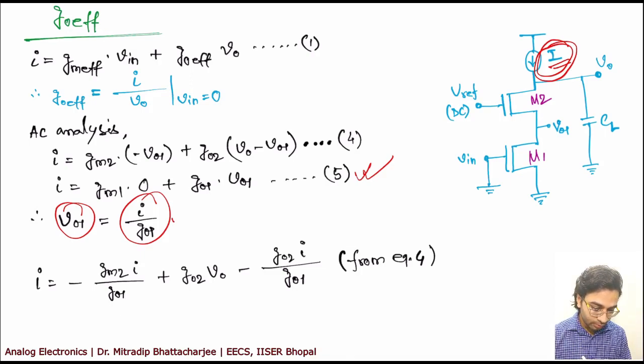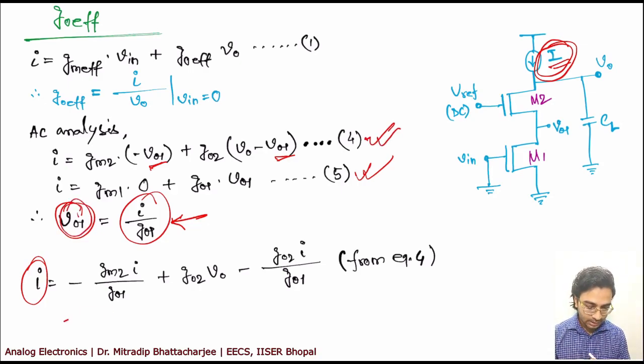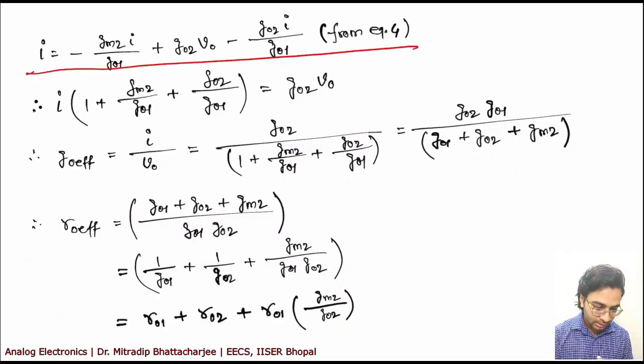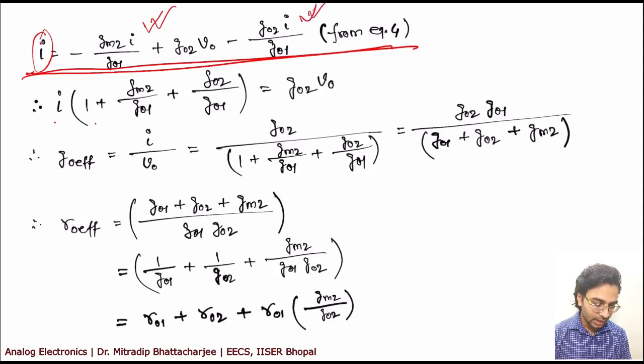Replace the value of V01 in here with this expression, and you will find your I value is Gm2 by G01 into I minus plus G02 V0 minus G02 I by G01. This is from equation 4 after replacing the value of V01. So it's again simple algebra. This is the equation that I've just shown. Take I common in this and this term, so you will get I equal to this, and in the right hand side you will have G02 V0.